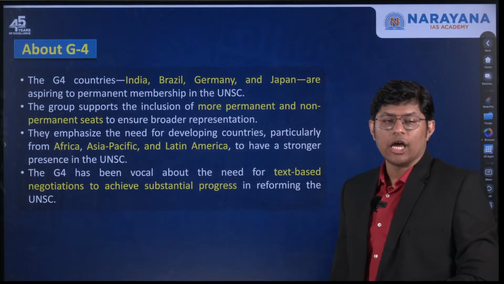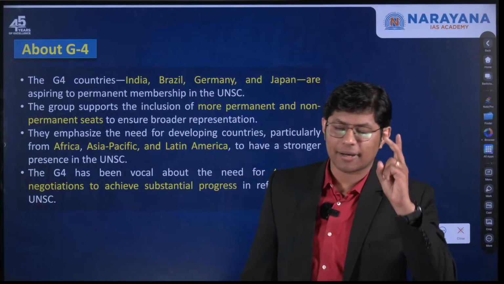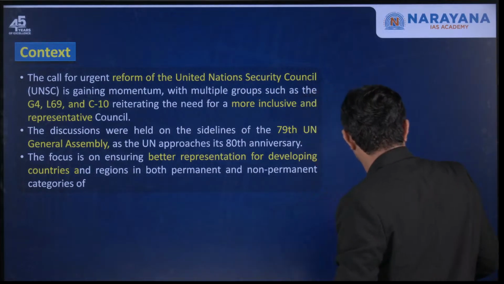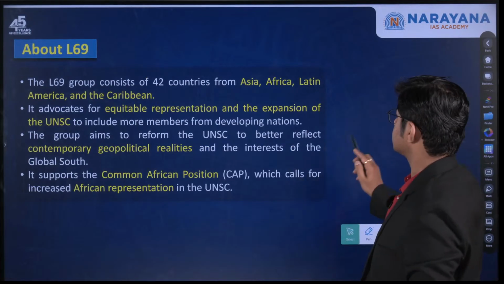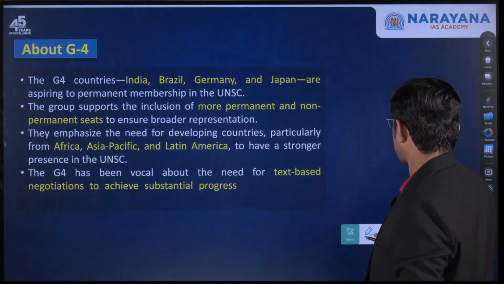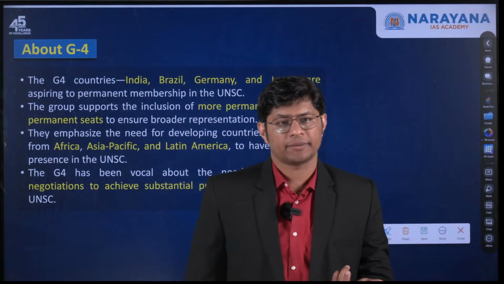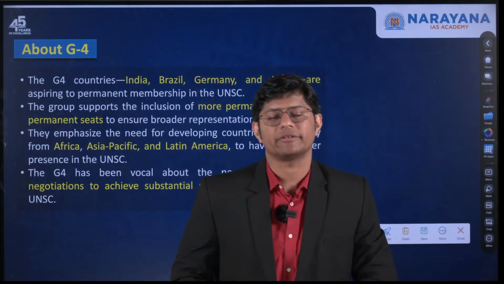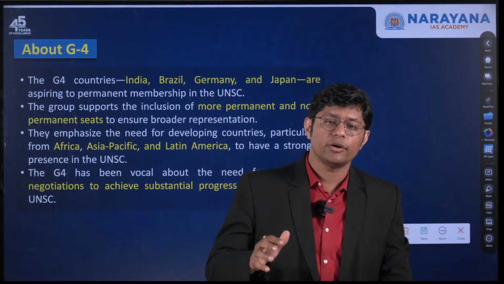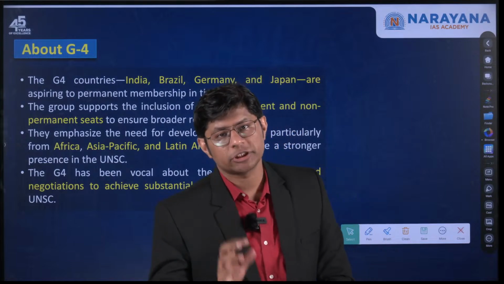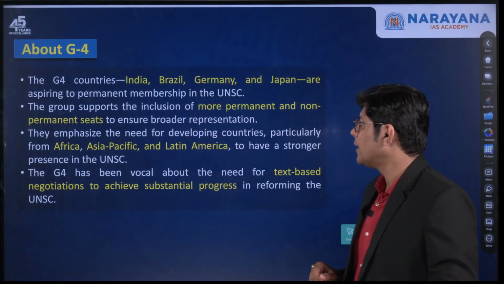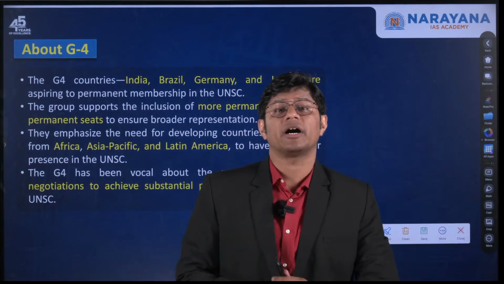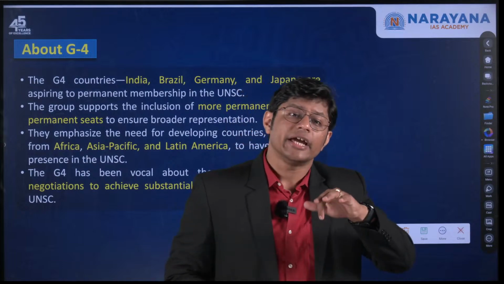Talking about G4, which countries are part of G4? India, Brazil, Germany and Japan. These four countries aspire for permanent membership in the United Nations Security Council. They believe that they deserve a place in the permanent membership of the United Nations Security Council. They also emphasize that developing countries, that is, countries from Africa and Latin America, should also be represented in the UNSC.